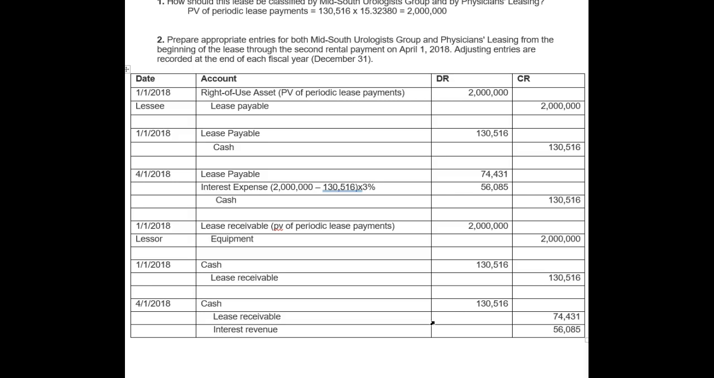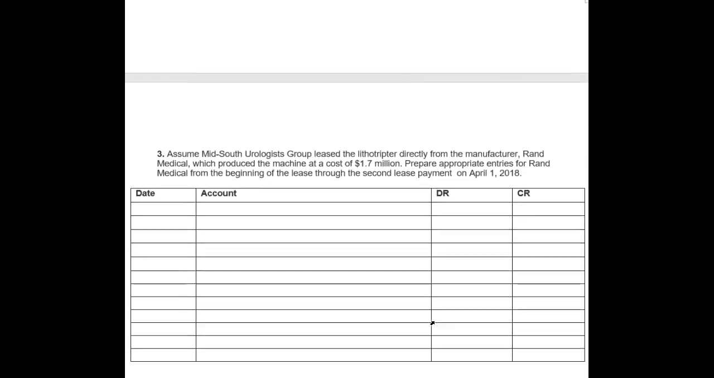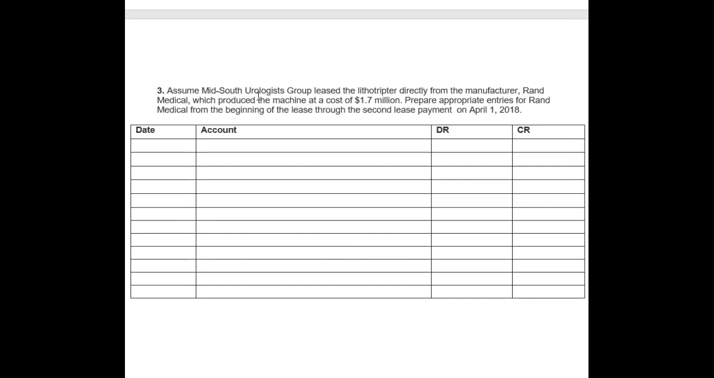Now, the next piece of this puzzle says, well, what if? What if Mid-South leased it directly from Rand? So notice Rand is the manufacturer, so he's going to have a different cost basis than Physicians. So it tells us the machine was produced at a cost of $1.7 million. Still a sales type lease, but here's the difference. Now we're a sales type lease with a sales profit. So that changes only the initial entry.